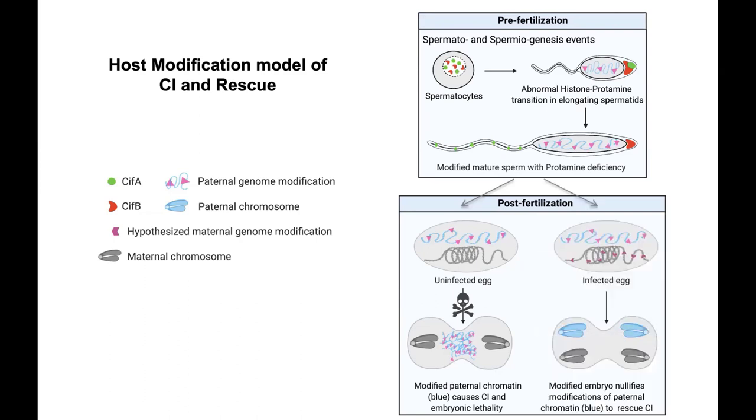However, if the egg is infected or comes under CIF-A expression, we hypothesize that the maternal chromatin can be modified in the same way. We don't know the host targets yet, but we are working on it. These modifications then get in sync with the paternal chromatin modifications. Due to that, the paternal and maternal chromosomes can now segregate to the opposite poles at the same time, which rescues the lag in the timing and rescues the embryo.